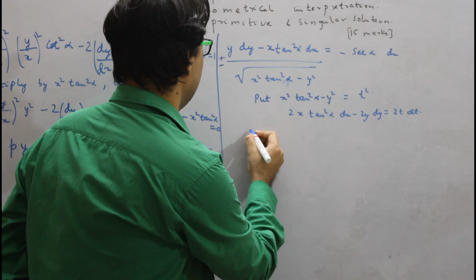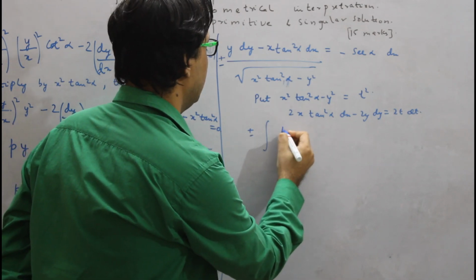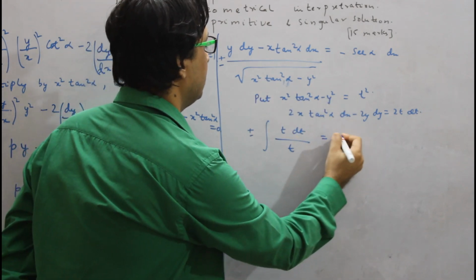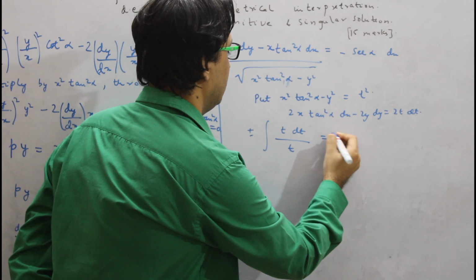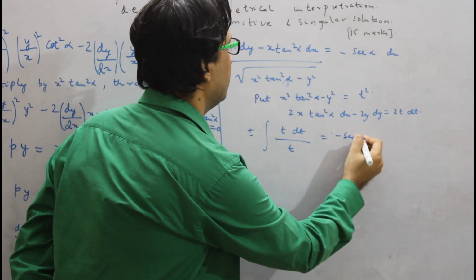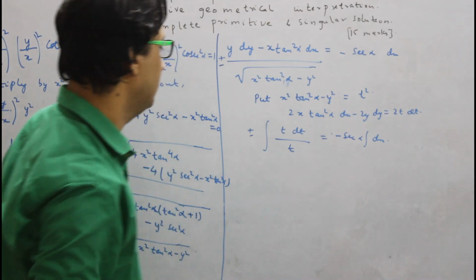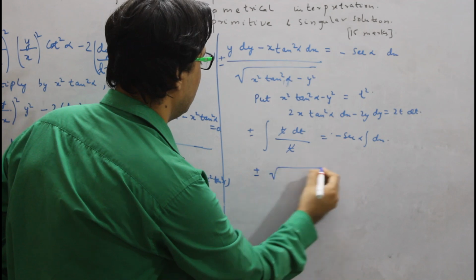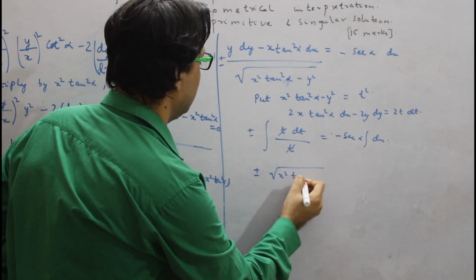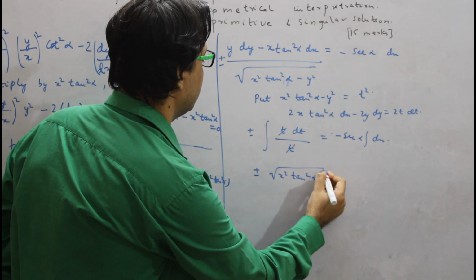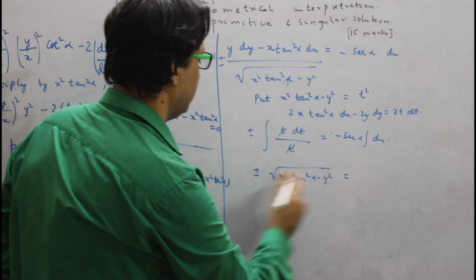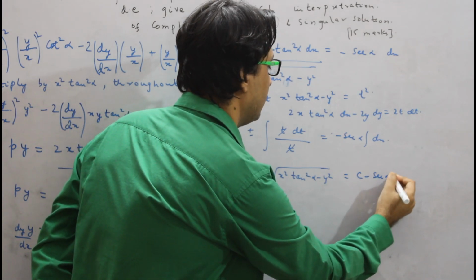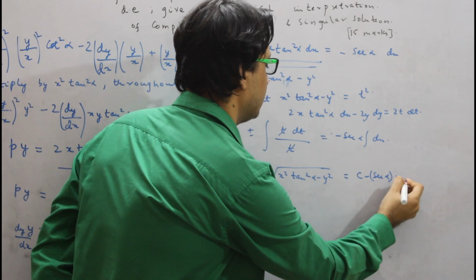So this becomes plus minus integral of t dt divided by, this is t squared, so under root is t, equal to sec alpha dx. So this one and this one will cancel, so we will get this as under root of x square tan square alpha minus y square equal to, if we integrate on this side, this becomes c minus sec alpha into x.